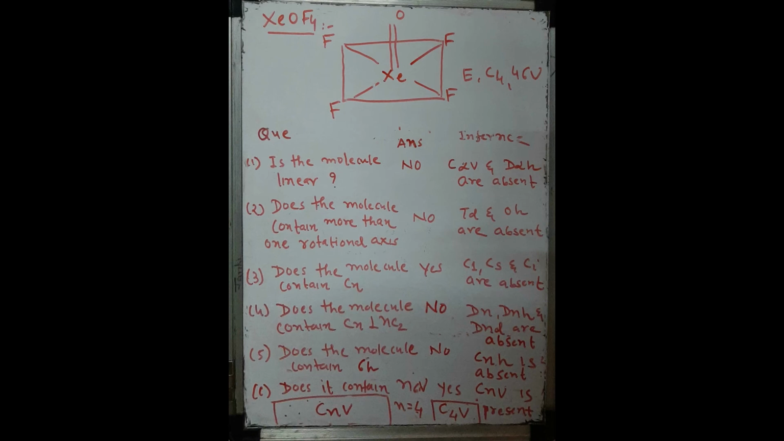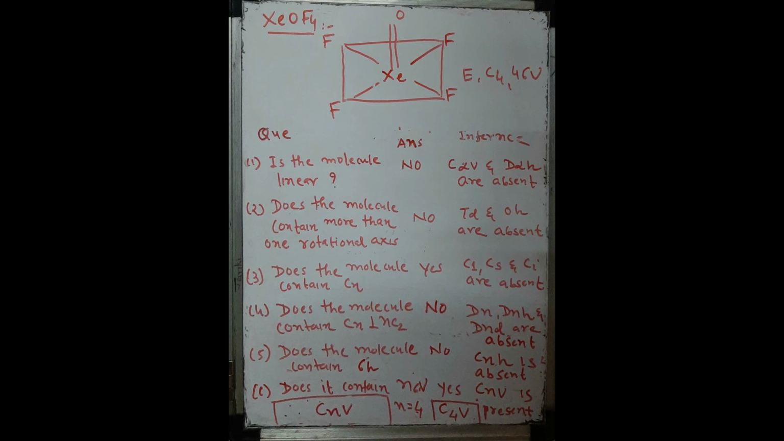Fourth question we are going to ask, does the molecule contain Cn perpendicular to the C2 axis? Answer is no, that means Dn, Dnh and Dnd are absent. Fifth question we are going to ask, does the molecule contain sigma H? Answer is no, that means CnH is absent.